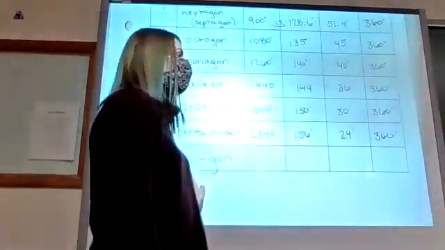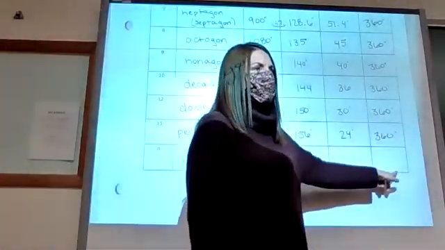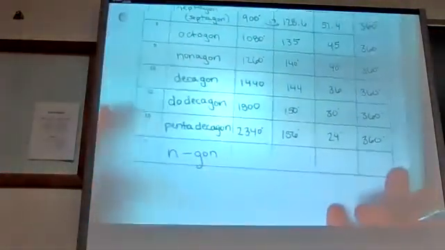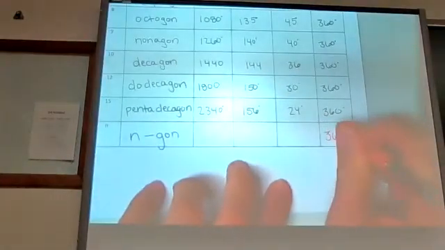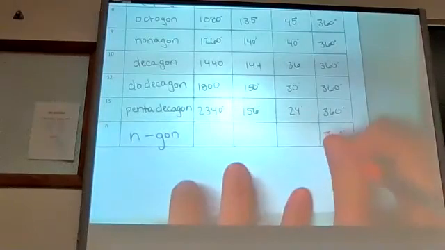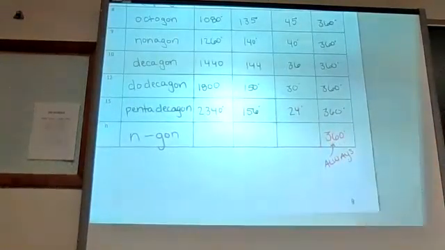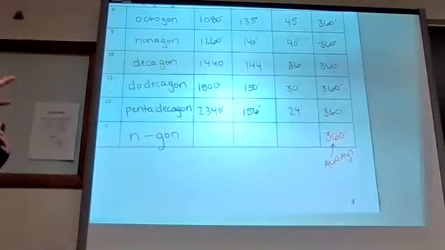Any number of sides, what's the sum of the exterior angles? 360. I don't care what the number of sides is. It could be a 100-gon. It's always going to add up to 360 around the outside. Okay, that's the easiest piece of this.